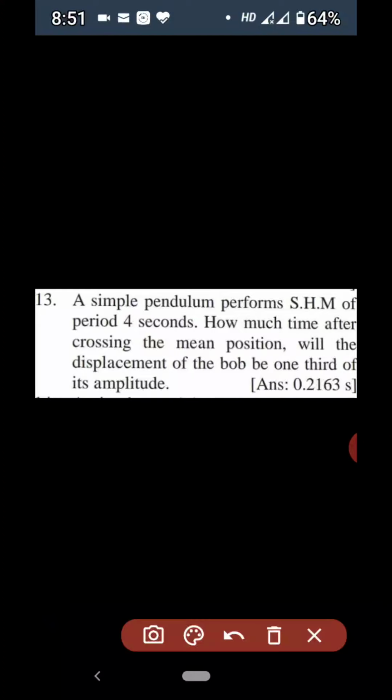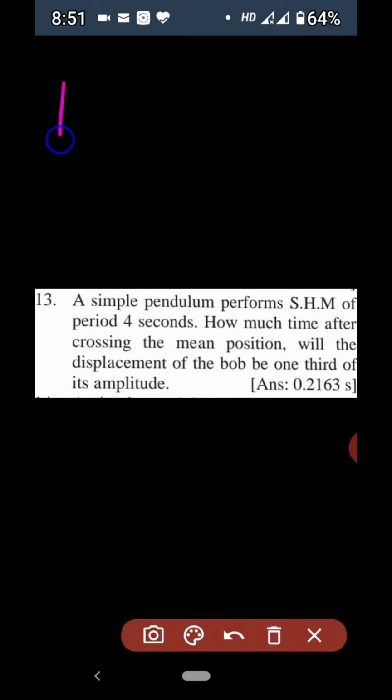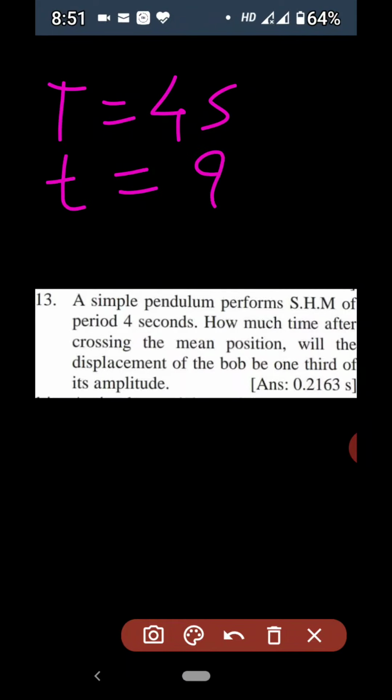A simple pendulum performs SHM of period 4 seconds. So period is given, period of that pendulum is 4 seconds. How much time after crossing the mean position will the displacement of the bob be 1/3 of its amplitude? So time t is asked to find when that particle crosses the mean position, and displacement is 1/3 of its amplitude.